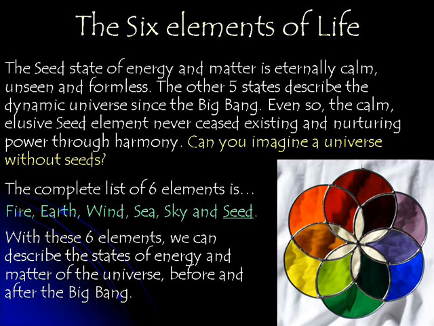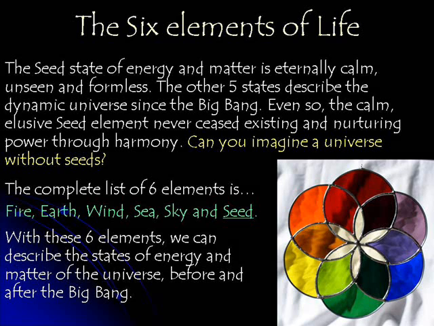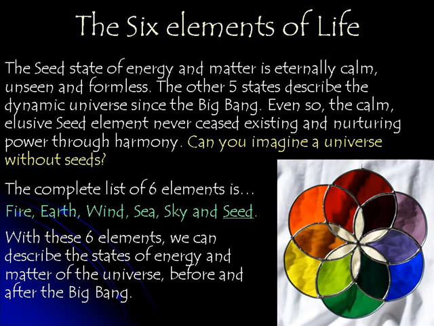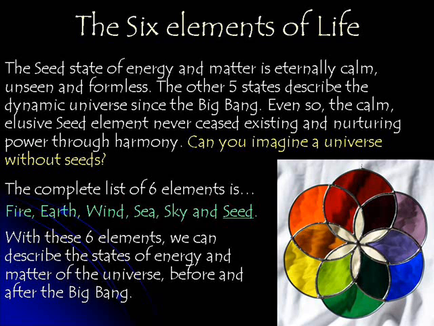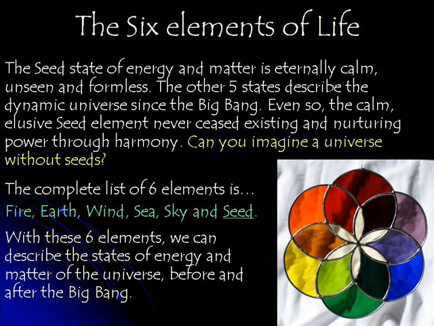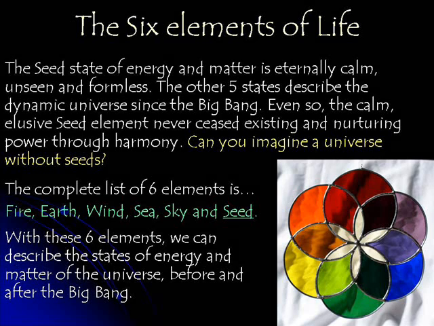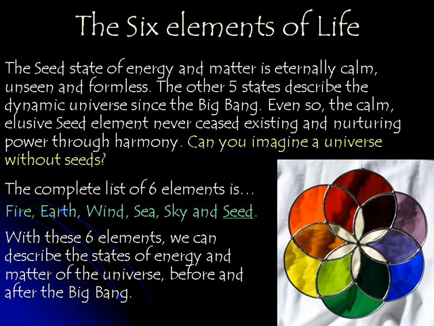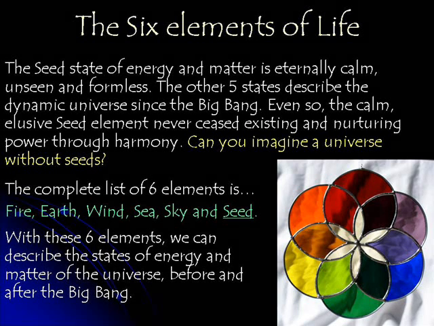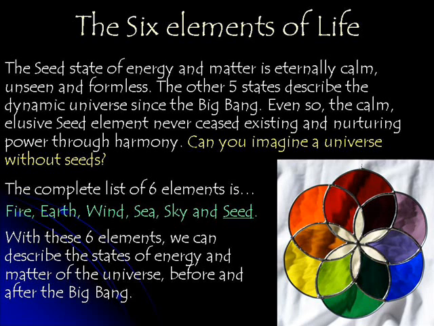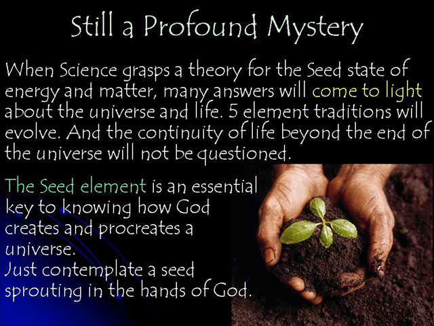So now the complete list of six elements is fire, earth, wind, sea, sky, and seed. With these six elements, we can describe the states of energy and matter of the universe before and after the Big Bang. And even with the Seed of Life pattern, we can describe their organization in harmony. So this is all still a profound mystery.